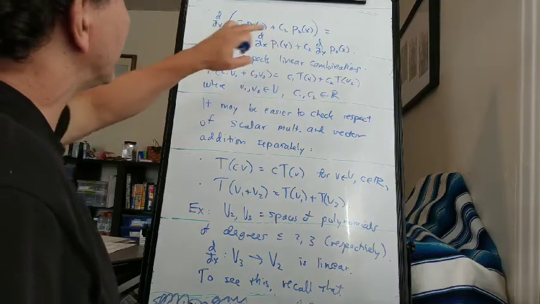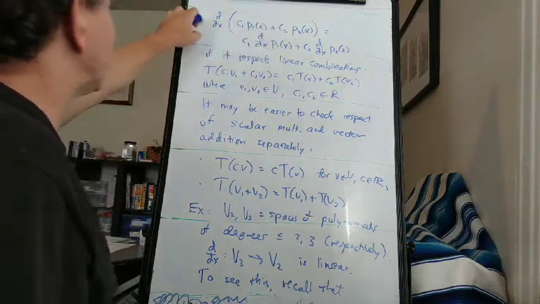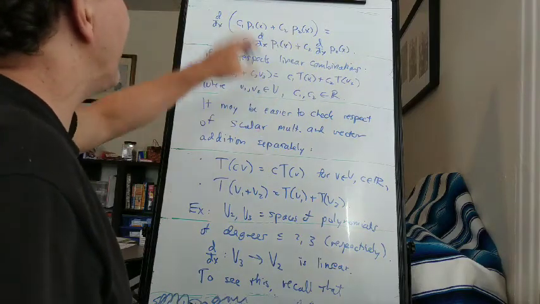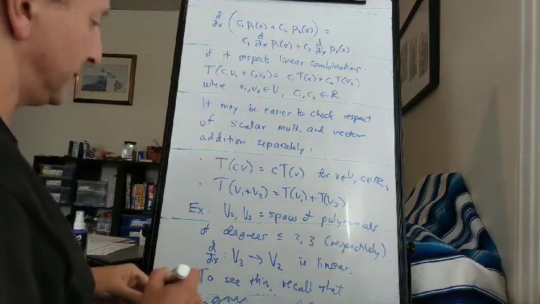So doing your scalar multiplication and addition first and then applying the transformation is the same as applying the transformation to the polynomials first and then doing scalar multiplication and then doing addition.